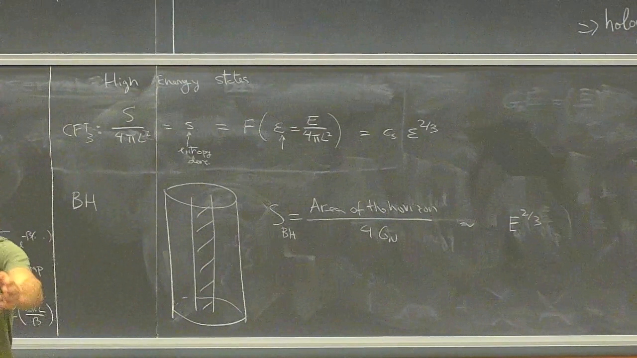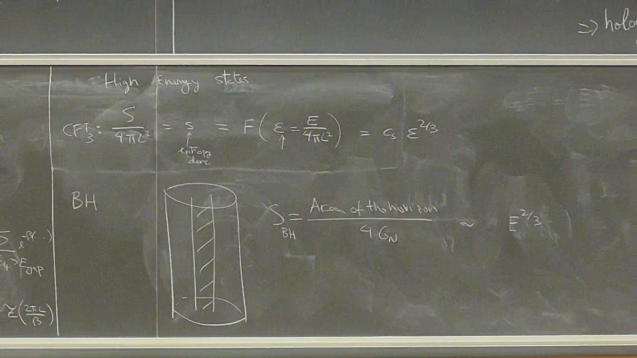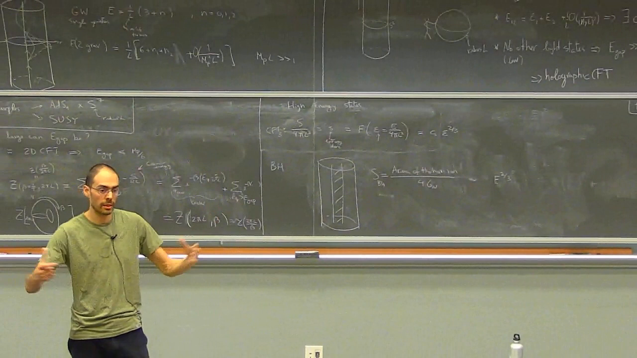So I hope this answers your question about the number of degrees of freedom. Because in gravity, it's not just thinking about modes in a higher dimension. Really, the most excited state is a black hole, and then in a black hole you change the counting because it starts to be proportional to the area.